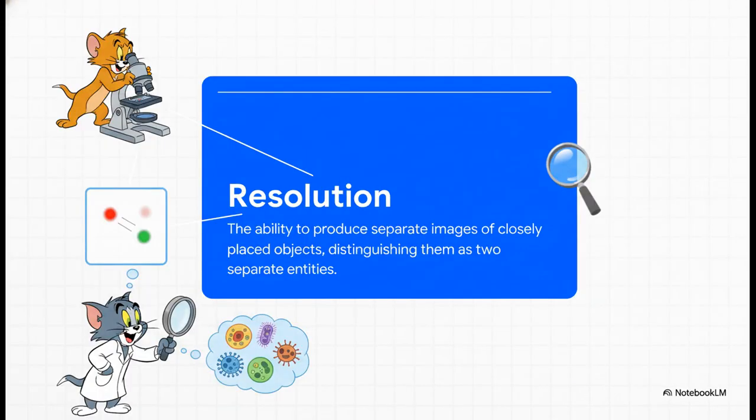But here's the thing, magnification is completely useless without our second principle, resolution. Resolution is all about clarity. It's the ability to see two very close together objects as two separate things. This is what lets a microbiologist confidently tell the difference between the paired cocci of Streptococcus pneumoniae and the long chains of Streptococcus pyogenes. I mean, you can magnify a blurry image as much as you want, but without good resolution, you're never going to see those critical details you need for a diagnosis.